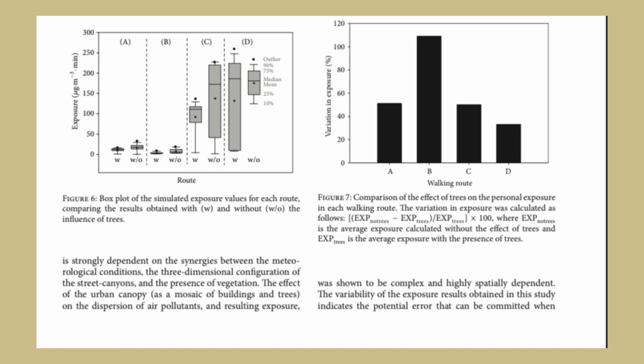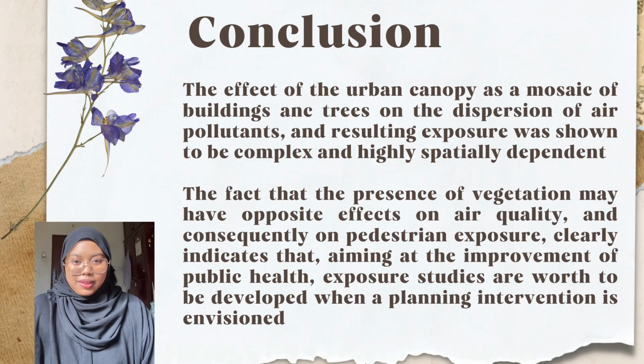Figure 7 shows the comparison of the effect of trees on the personal exposure in each walking route. The variation in exposure was calculated as follows, where the first term is the average exposure calculated without the effect of the trees and the second is the average exposure with the presence of trees.